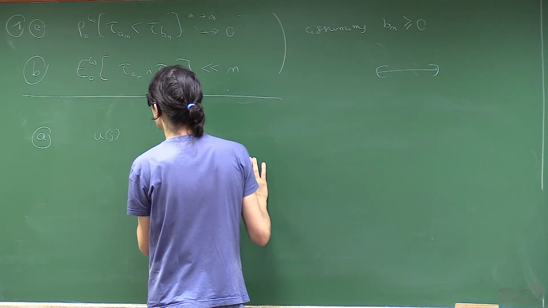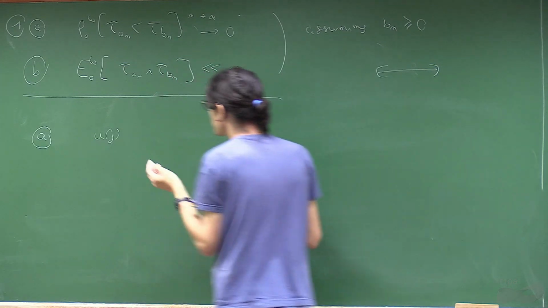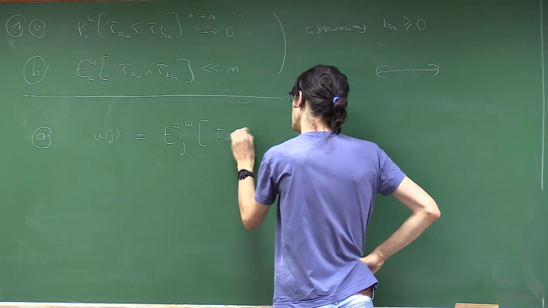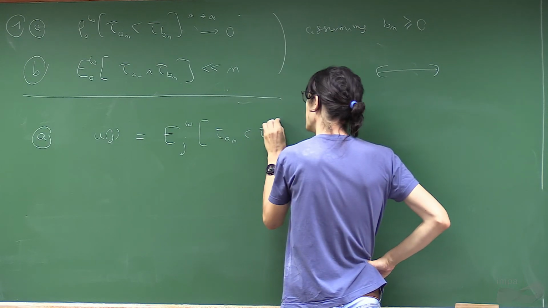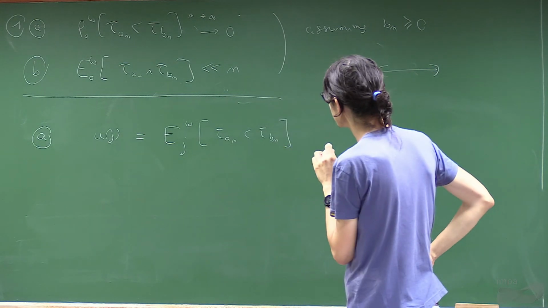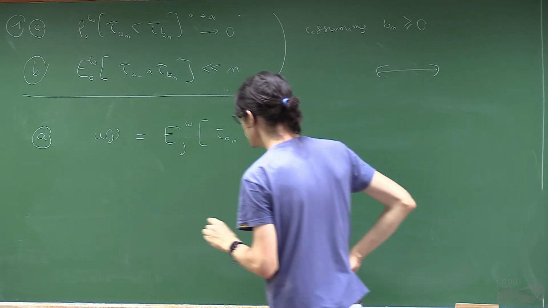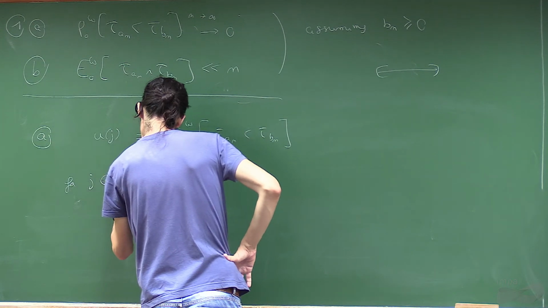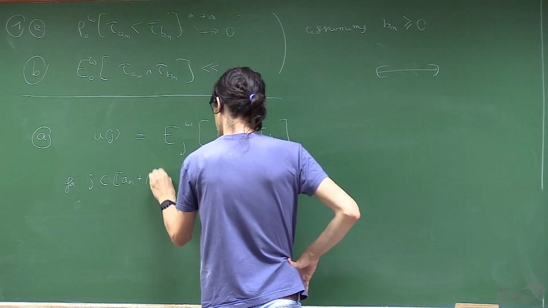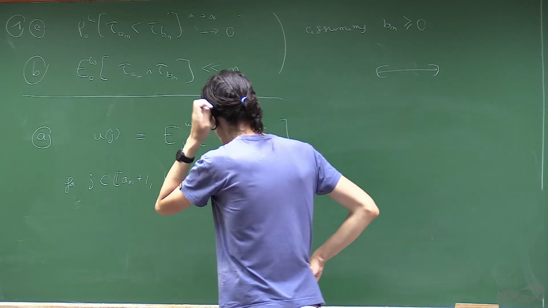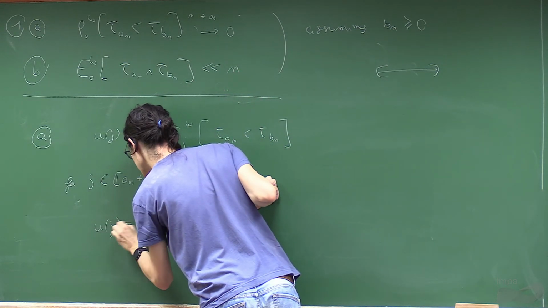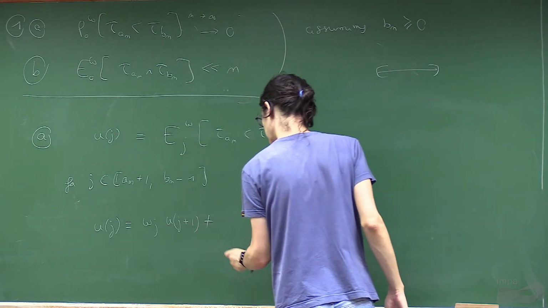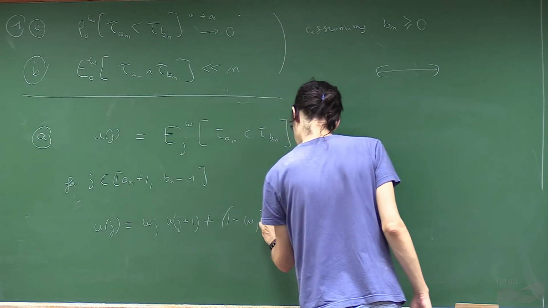We will define uj, maybe uj because it will be like in the previous lesson. So uj is equal to ej omega tau an is smaller than tau Bn. And what we have is that for j in an plus 1, Bn minus 1, you have that uj is equal to omega j uj plus 1 plus 1 minus omega j uj minus 1.